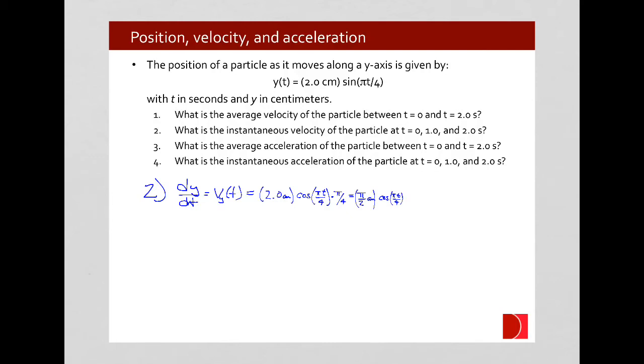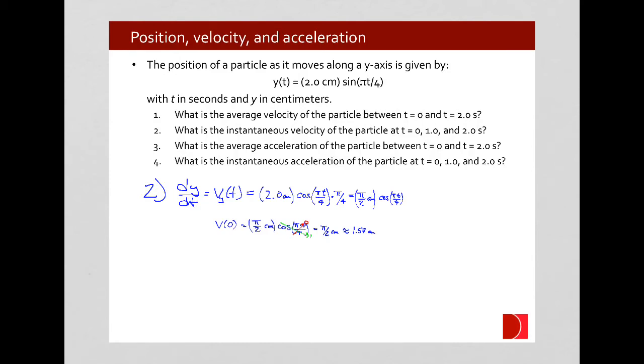If we want the instantaneous velocity at t equals 0, here we have a 0 term. Cosine of 0 is equal to 1. So our answer is 1 times pi over 2 centimeters, and that gives us pi over 2 centimeters, which is approximately 1.57 centimeters.